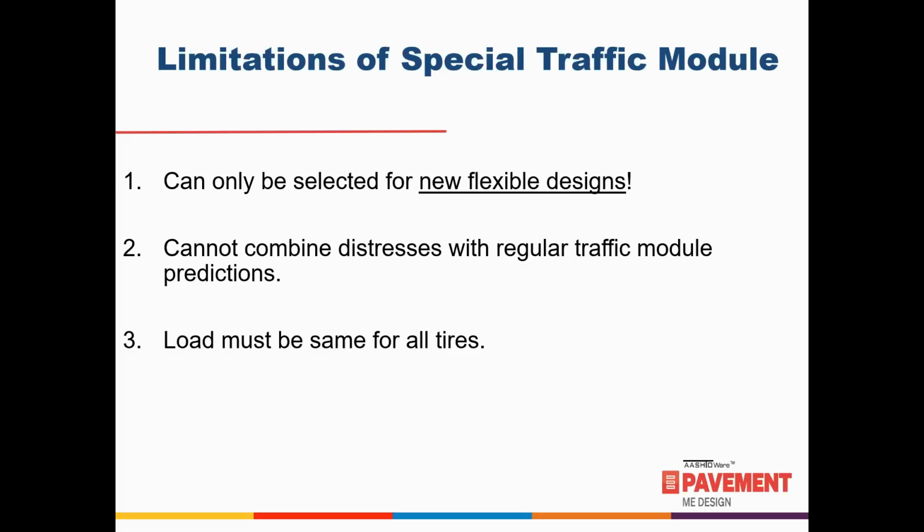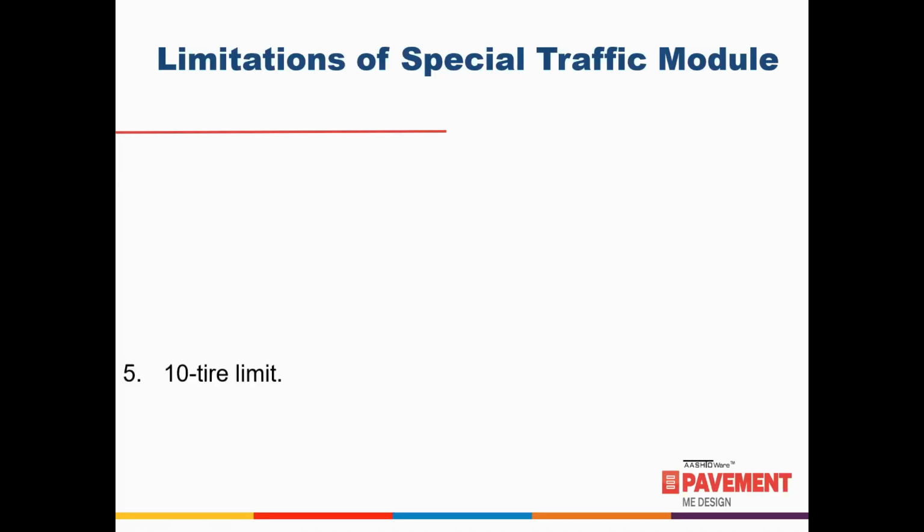And again, the load has to be the same for all tires. In a lot of situations it doesn't matter, but in other situations it might, because one axle may be much more heavily loaded than the adjacent axle. And so you have to make a decision about what's more important to look at. And then the tire pressure has to be the same. So your load has to be the same, and the tire pressure also has to be the same for each tire.